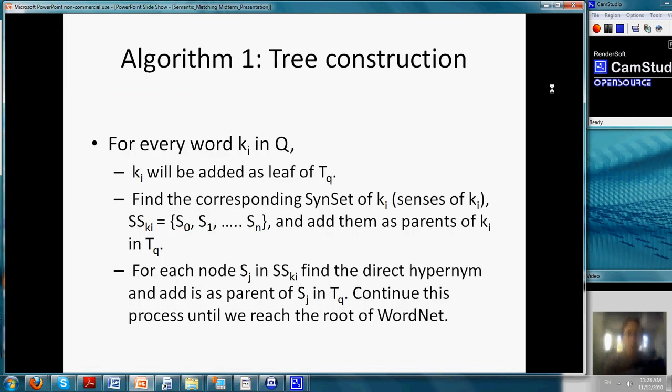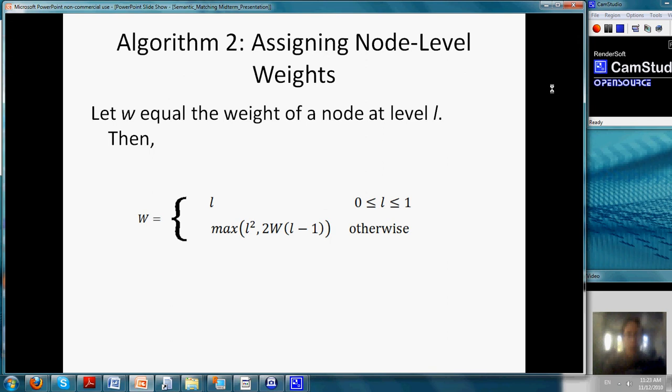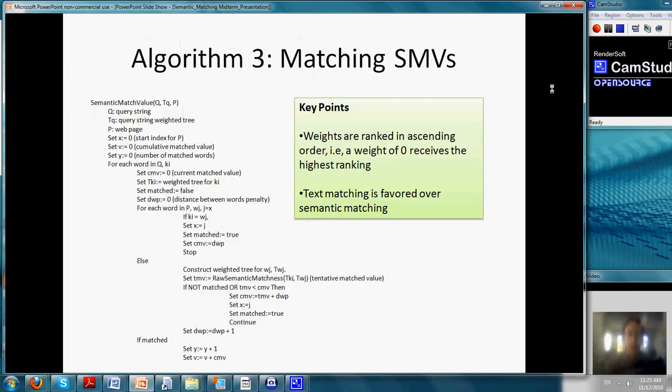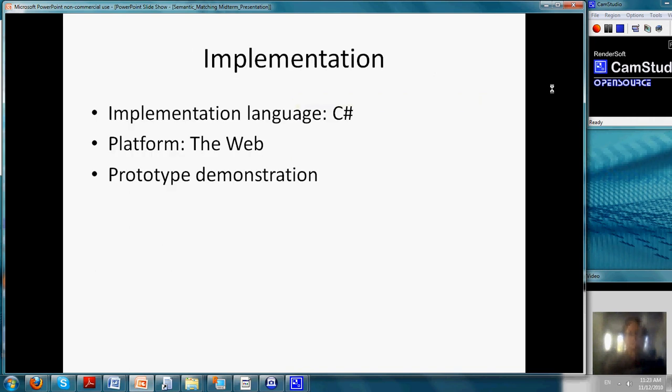So here's our tree construction algorithm and our algorithm to assign node level weights, which can be proven to take O of n log n time, and our key algorithm to match SMVs. The points to note are that weights are ranked in ascending order, and text matching is favored over semantic matching. We've done this in C#. Our platform is the web. Let's look at our prototype.